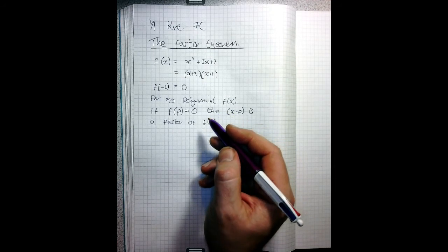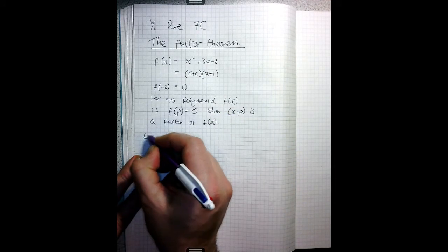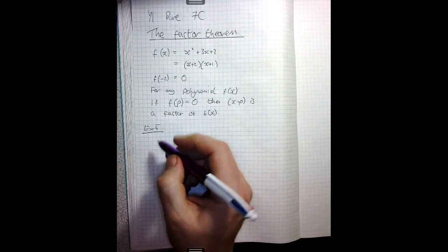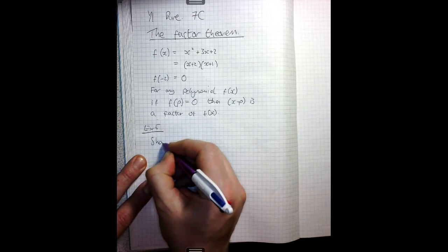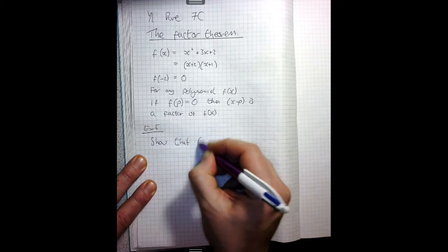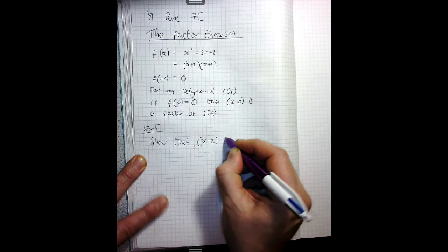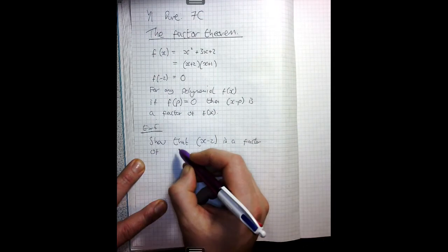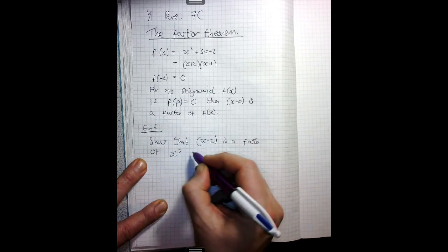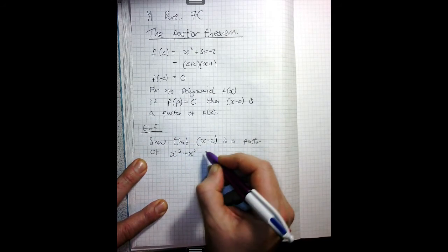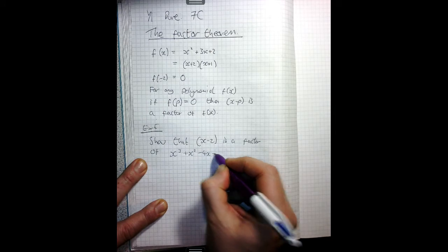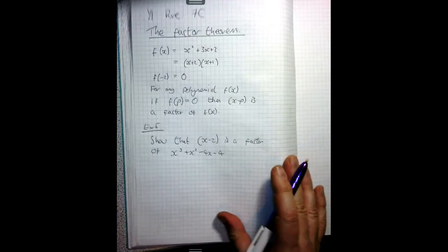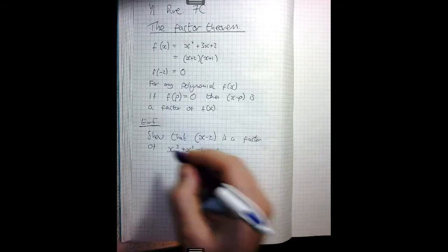So let's look at example 5. Example 5 says, show that x minus 2 is a factor of x cubed plus x squared minus 4x minus 4. Now, if something is a factor of something, it means when you divide, there's no remainder. And it says two different ways of doing it.